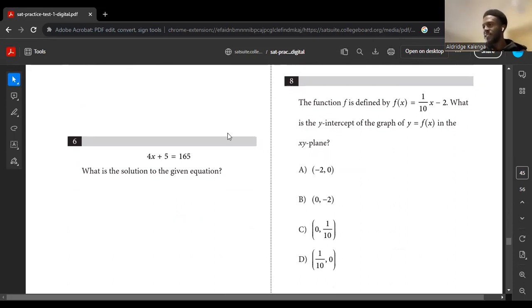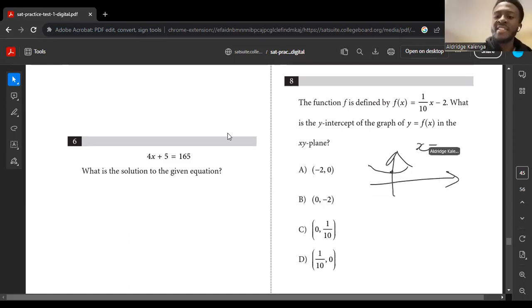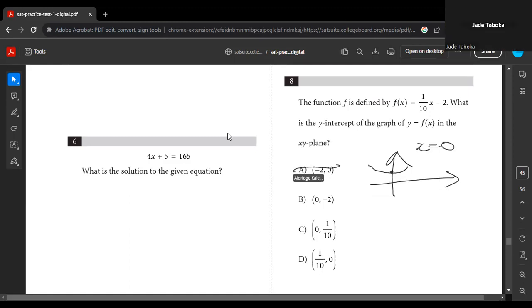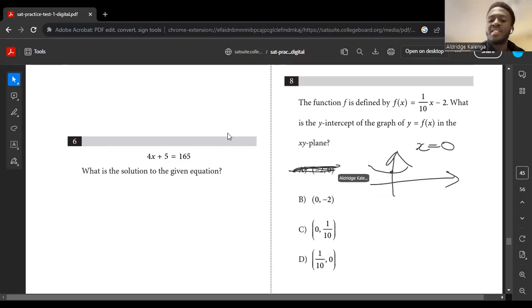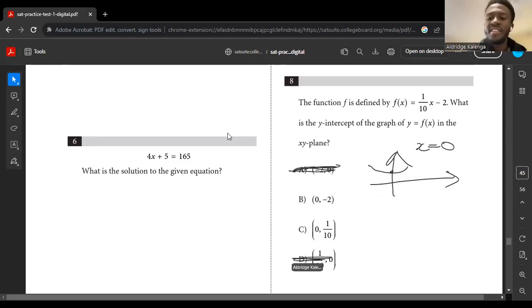Okay. So question 8 says the function f is defined by f of x is 1/10 of x minus 2. What is the y-intercept of the graph of y is equal to f of x in the xy-plane? So the y-intercept is the point at which the graph hits the y-axis, right? So at this point, it means our x is 0. So we can forget about A and D. We're looking at these 2 answers basically.